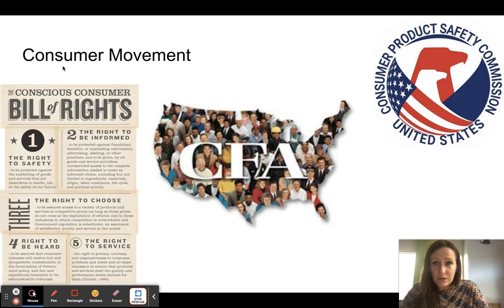Right, and then we have the consumer movement, and this really started in 1962 with JFK's Bill of Consumer Rights. The idea is you need to know what you're buying or what you're consuming. You should know if there's lead or asbestos in it. You should know if it can be harmful. You should know if there's chemicals in it. All those sorts of things. And also, you want to have a guarantee of your product safety.